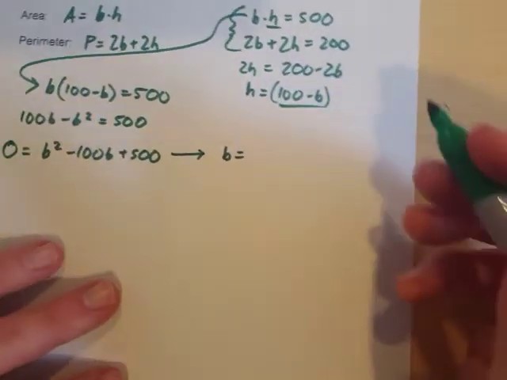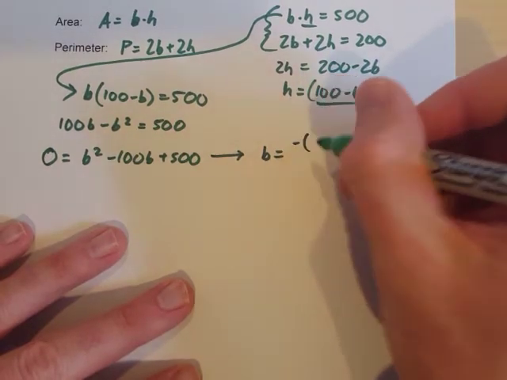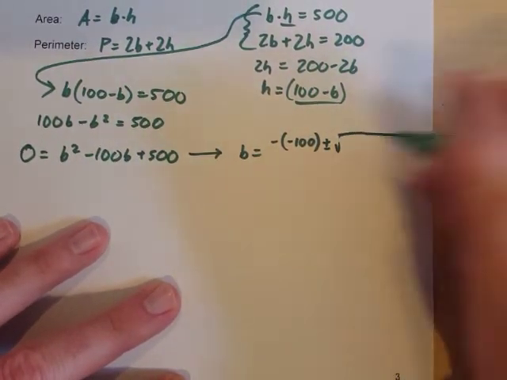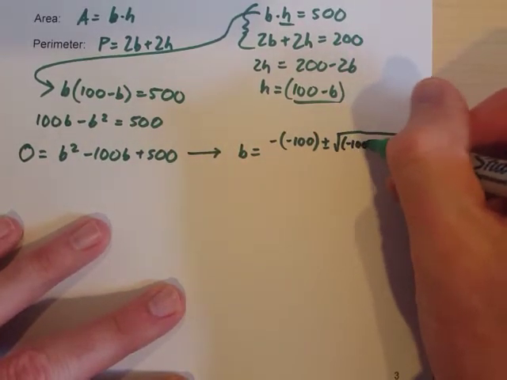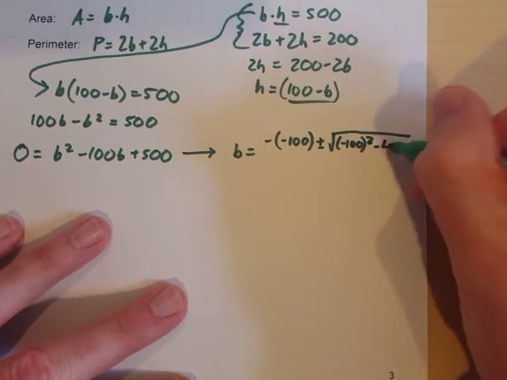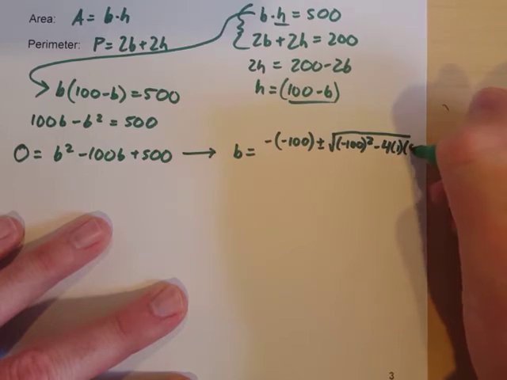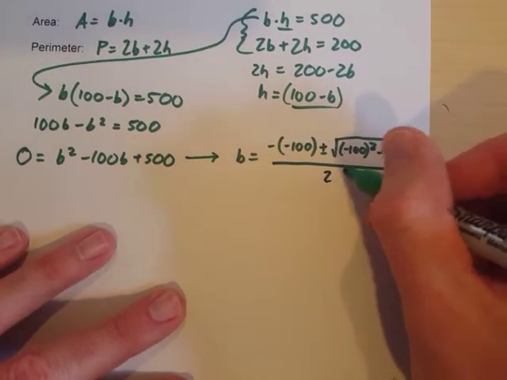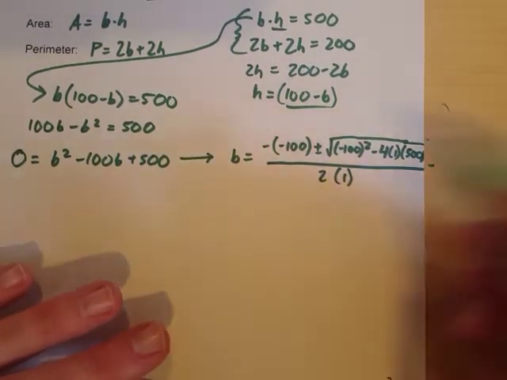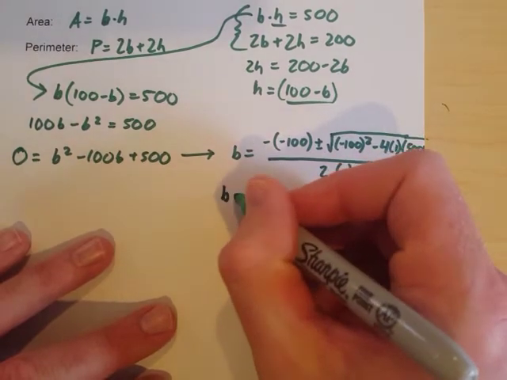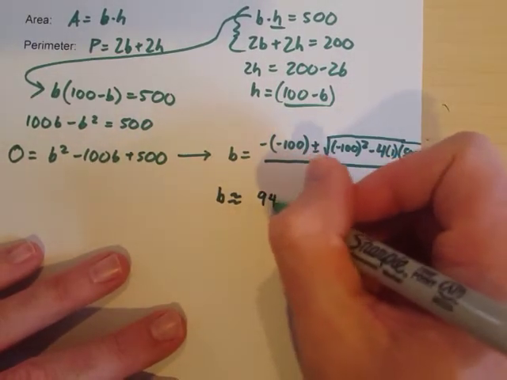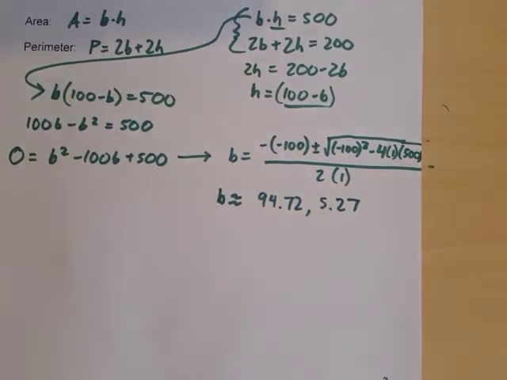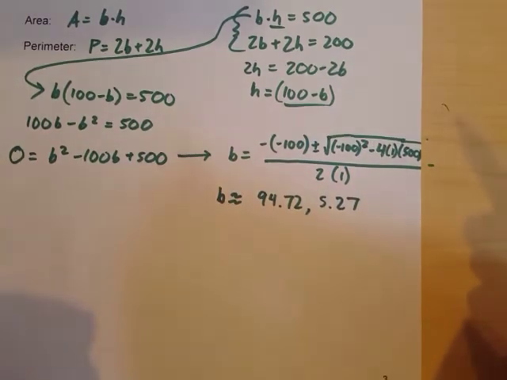So b equals negative b, which in this case is negative 100, plus or minus the square root of b squared minus 4 times a times c, all of this over 2 times a. Once we get all that cranked through, you can let your calculator do the work for you. b is going to be approximately 94.72 as well as 5.27. So we have to plug those in and see which one makes the base, which one makes the height, and see what we're dealing with here.